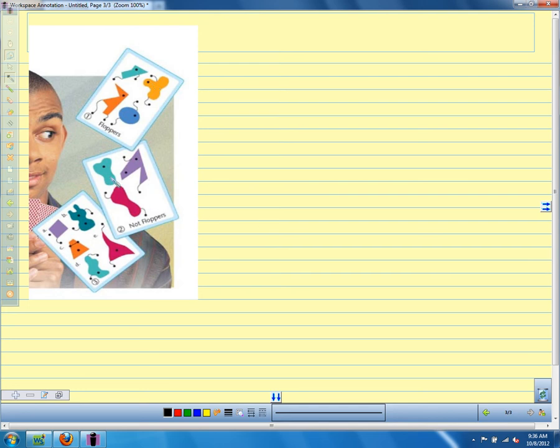These are not floppers. What makes this one not a flopper? Doesn't have any legs. This one has two legs, but it has two eyes. This one, no eyes. So let's look at the ones down at the bottom.